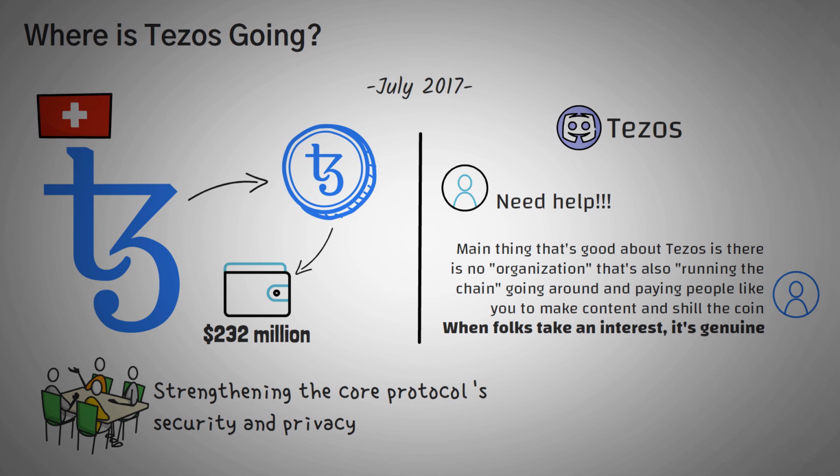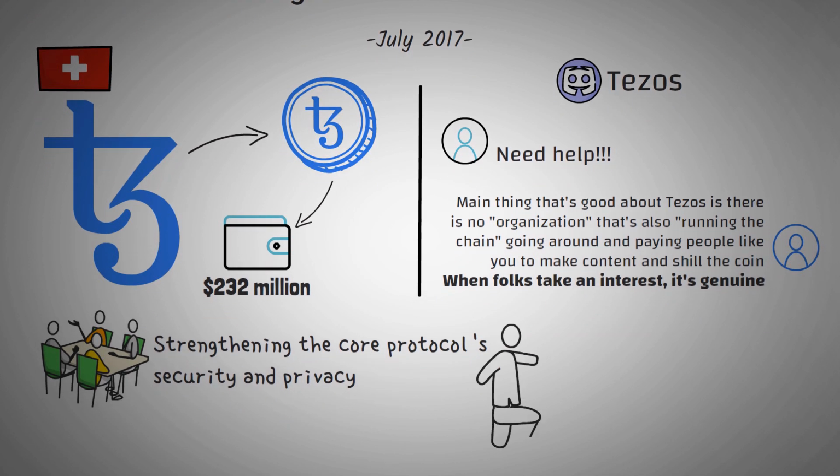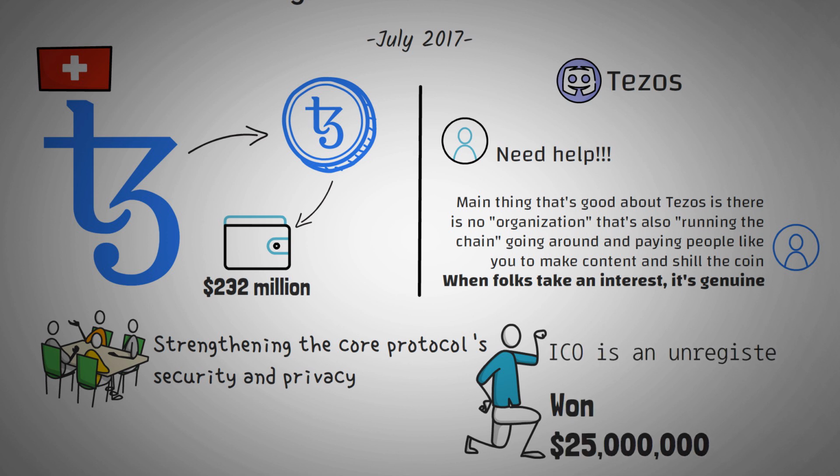Ending this video, I had to share about the recent lawsuit against Tezos. The investors won a $25 million case for the argument that the ICO was an unregistered securities sale. Now, this doesn't really say anything about the coin, but it does show how much the US court systems care about crypto.